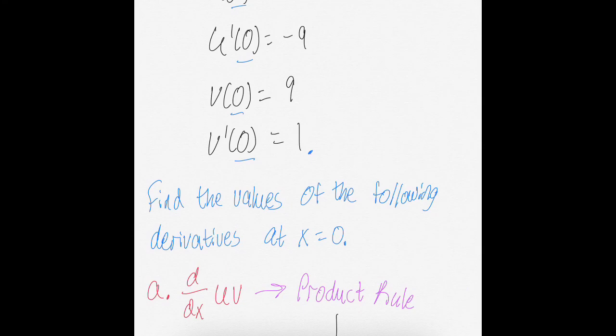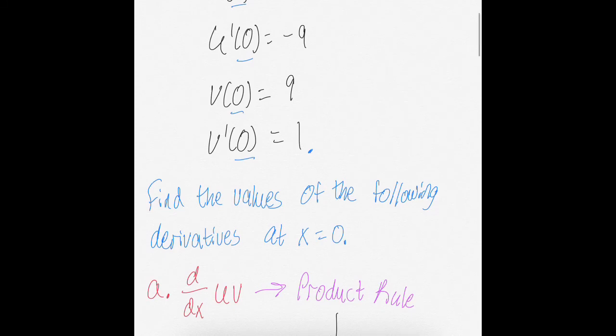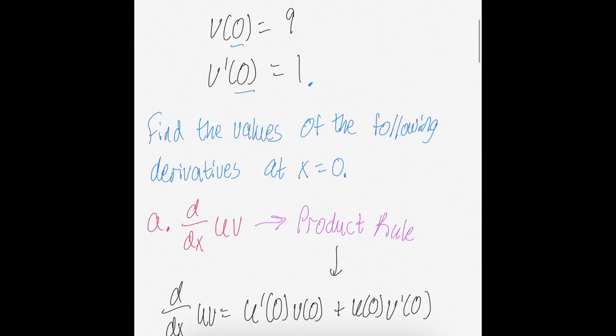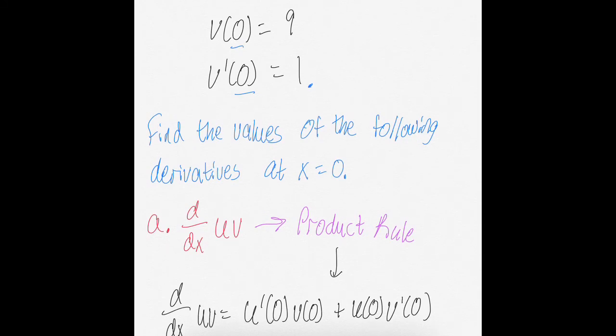Part A, there are 4 parts. The first part asks us to find the derivative of uv, so the product of these 2 functions. And this should strike you immediately as a product rule problem. Product rule, very appropriately named. We're taking the product of u and v here. So let's go ahead and take their derivative.